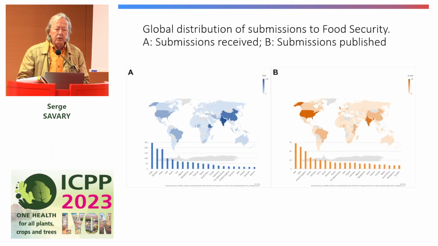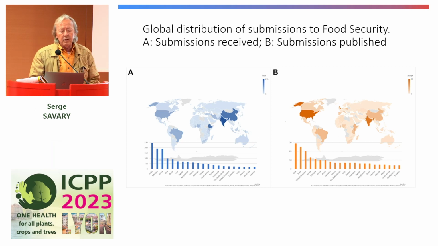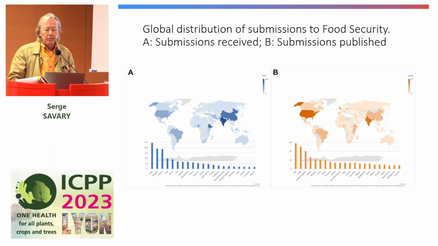So just to give you, because that's your job, you need to know this. On the left-hand side, on A, are the countries where the submissions are coming from. And, well, no surprise, India and China are big suppliers of submissions. But as you can see, Ethiopia is a very big supplier of submissions as well. So I see Ethiopia as a powerhouse in research on food security today.